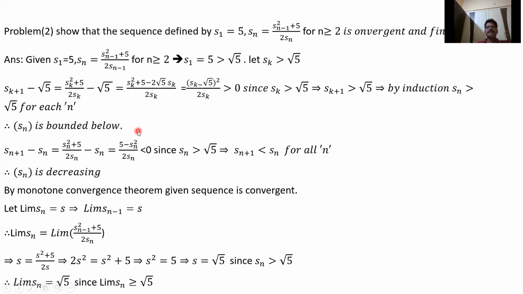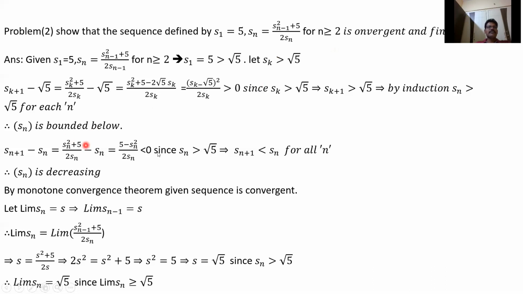And also we observe it is a decreasing sequence. If you take S1 equal to 5, then S2 is (S1 square plus 5) by 2 S1, that is 25 plus 5, 30, by 10, which is 3. So S1 is 5, S2 is 3. S3 is (S2 square plus 5) by 2 S2, 9 plus 5, 14, by 6, which is 7 by 3. It is a decreasing sequence.